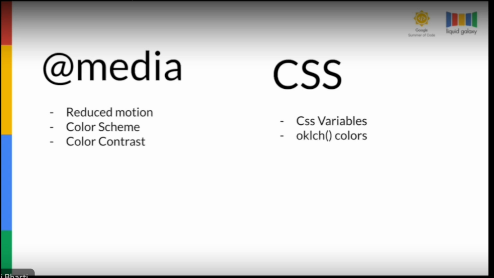And maybe I have a lot of animations, but for some of the people the animations will not show. The next thing is color scheme. So some people prefer your light color, some people prefer your dark color. There is a proper media query called prefers-color-scheme that takes the color from the OS level.